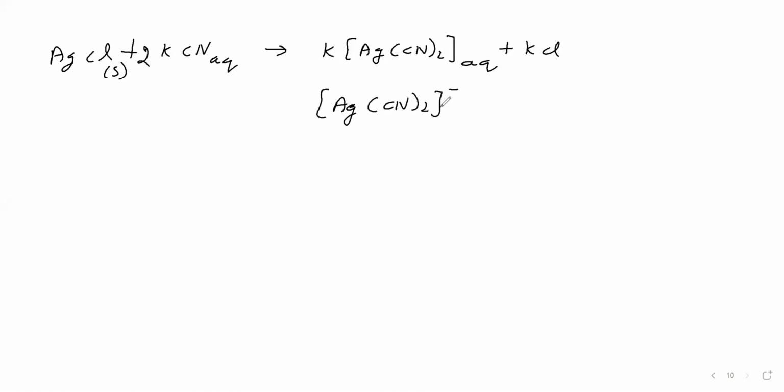Why is it soluble in potassium cyanide solution? Because of complex formation. The complex is K[Ag(CN)2]. Therefore, it is dissolved. So, silver chloride is soluble in potassium cyanide due to formation of a complex. The complex ion formed is [Ag(CN)2] minus. Okay.